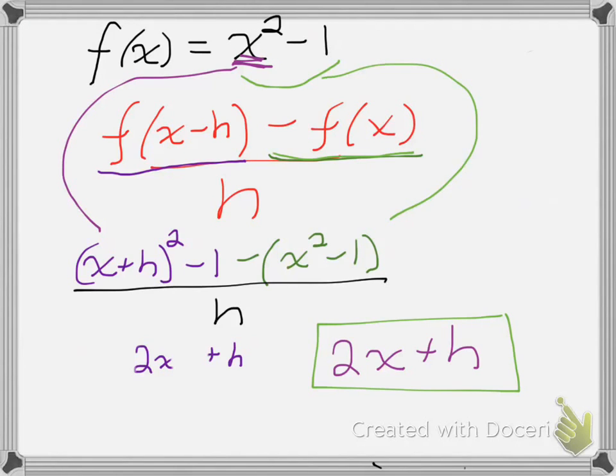Alright, so that's rate of change in slope. All we had to do was plug in x plus h and x to the formula and then simplify to get what we got at the bottom there.